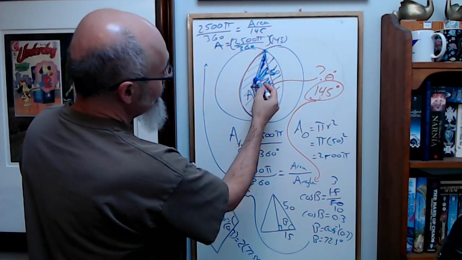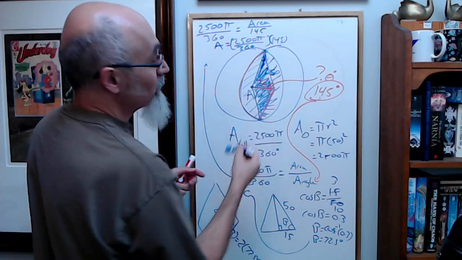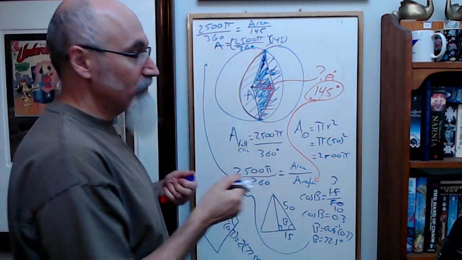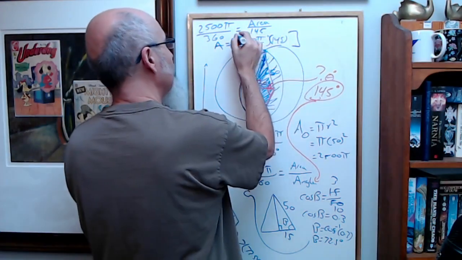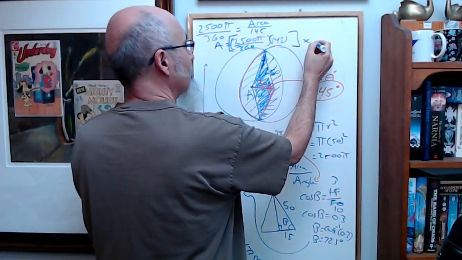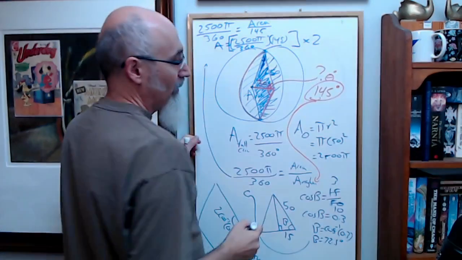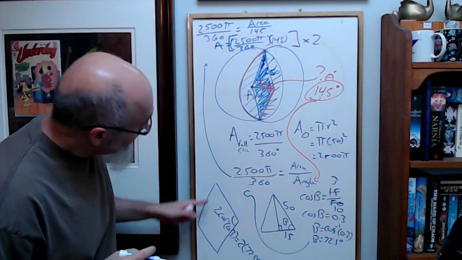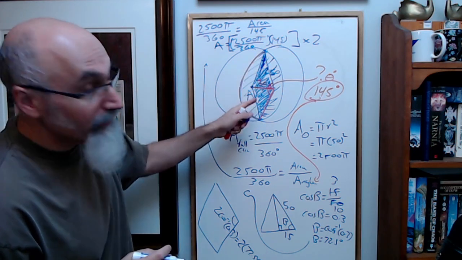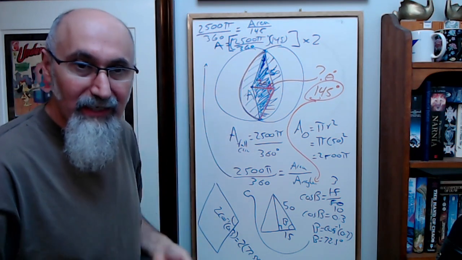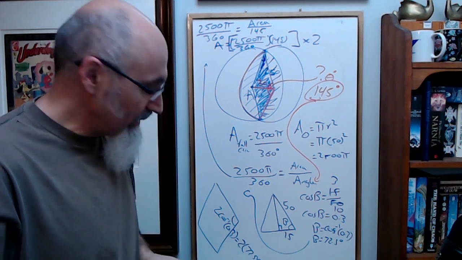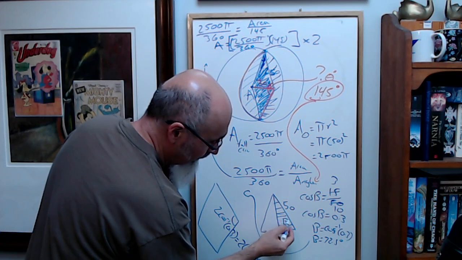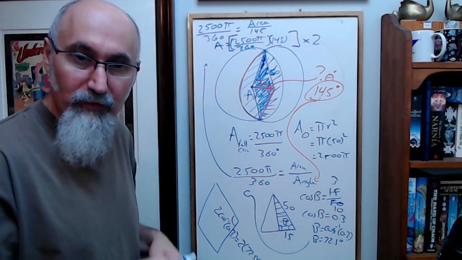The area of the other chunk, which is going to be this part, is going to be that times 2, because that's going to be the same amount. So this is going to be times 2. And then what do we need to do? We need to remove the diamond, the area of the diamond. What's the area of the diamond? The area of the diamond is easy to calculate, because all you need to do is calculate the area here and multiply it by 4. There's 4 of them.